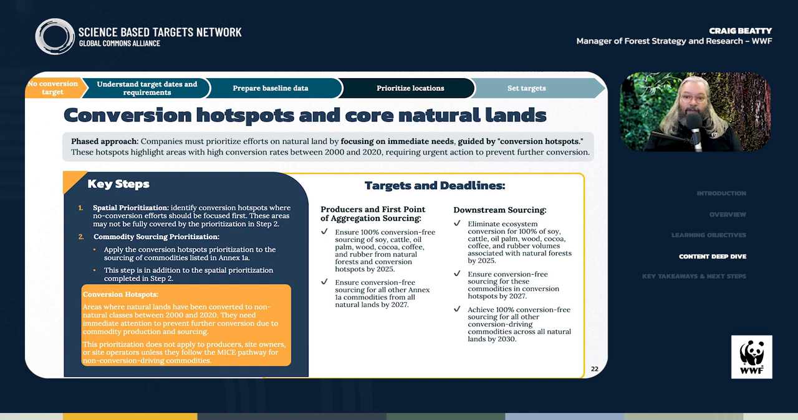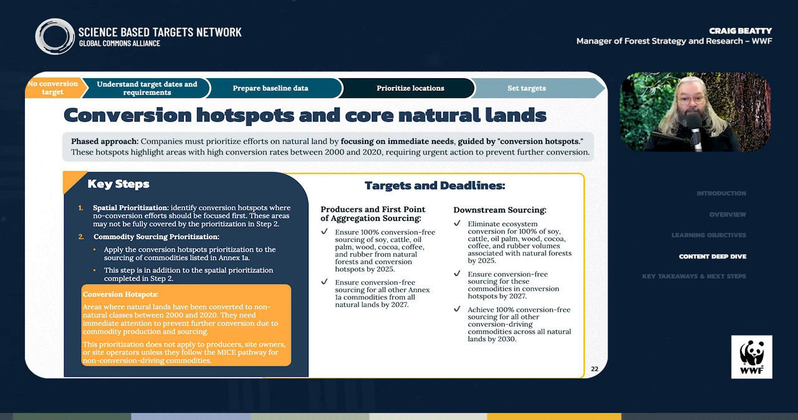Companies will apply the conversion hotspots prioritization to the sourcing of the following commodities: soy, cattle, oil palm, wood, cocoa, coffee, and rubber. This step is in addition to the spatial prioritization completed in Step 2. Companies will then assess target requirements and target dates.